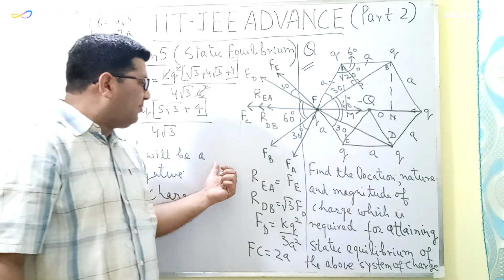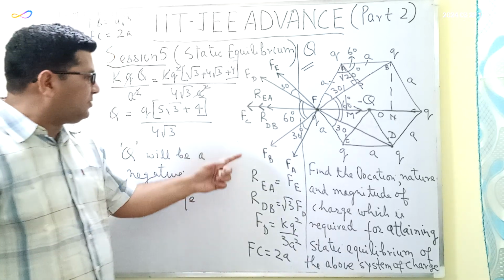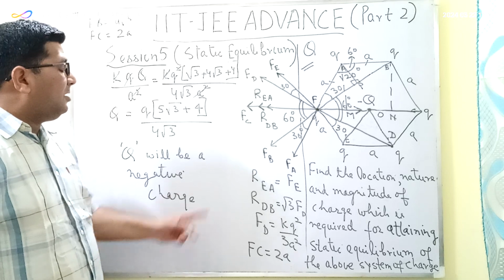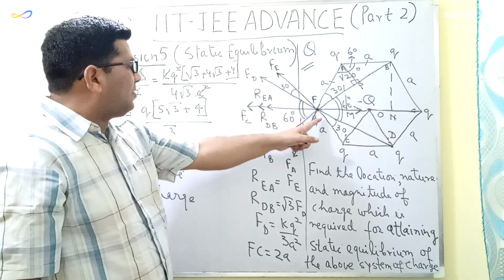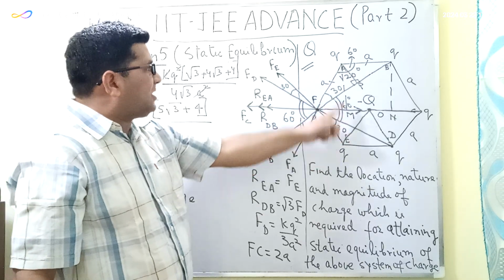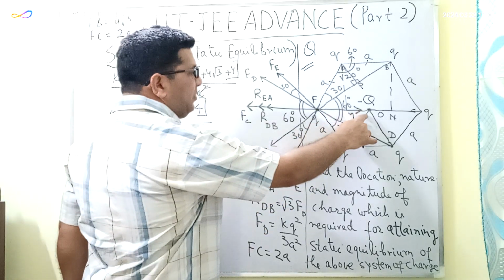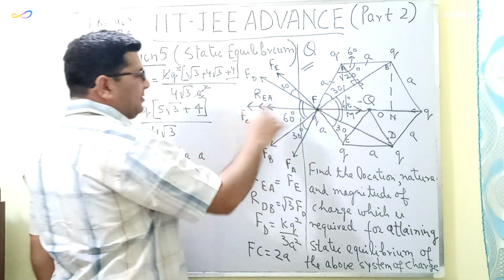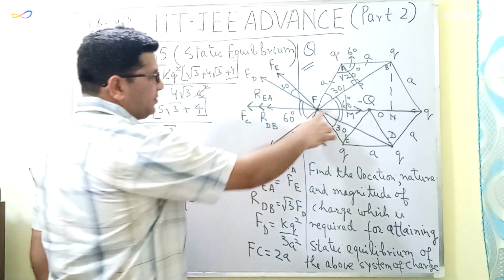So I think you must have understood the solution of this question, and the only thing is that here we have to find the resultant force on this charge due to these 5 positive charges which are placed at the vertices of this hexagon. And finally what I have done is I have placed one negative charge at the center of this hexagon, so that this electrostatic repulsive force gets balanced by an electrostatic attractive force.